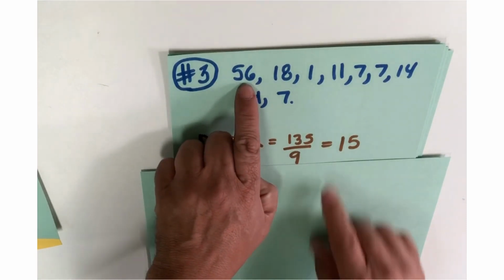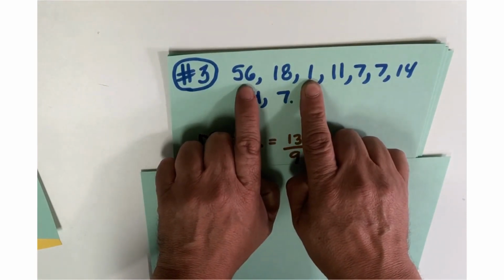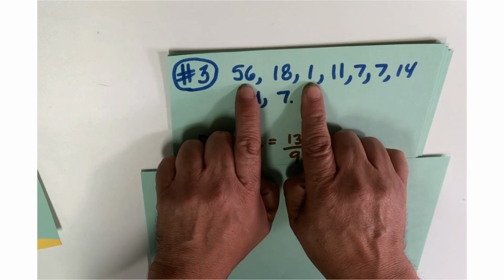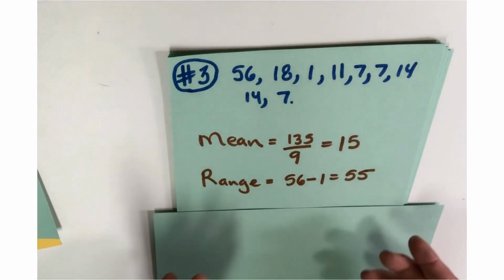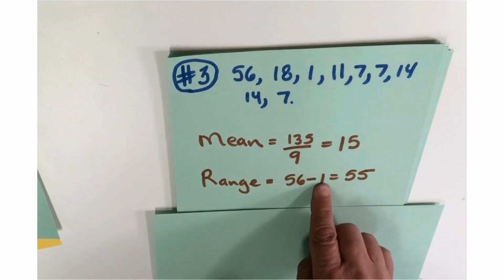Let's go calculate the range. Well, the range is the highest and the lowest. So the highest is 56. That's his good game. And the lowest is 1. That's his low game. And therefore, the range is 55, which is 56 take away 1.